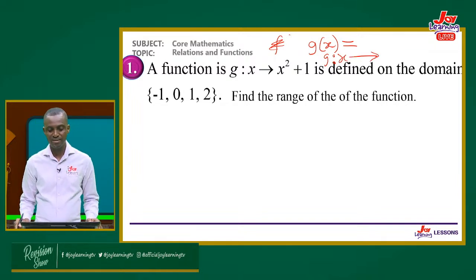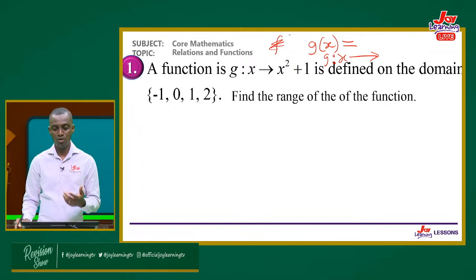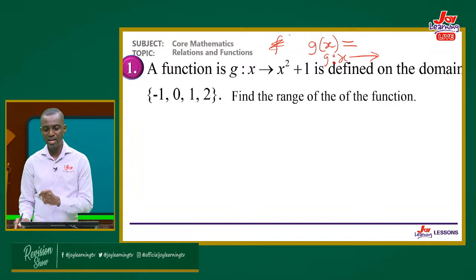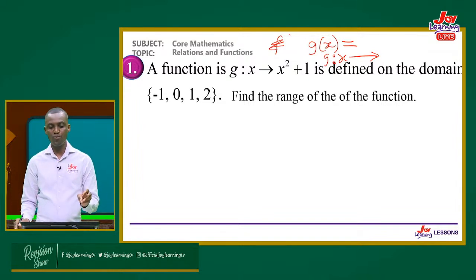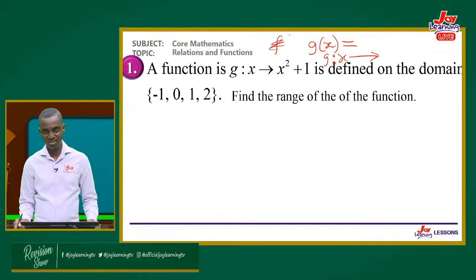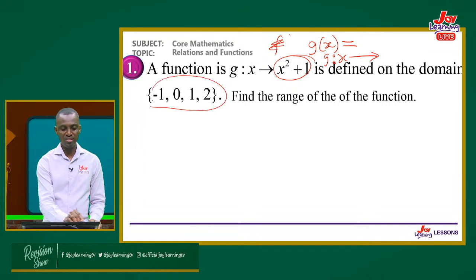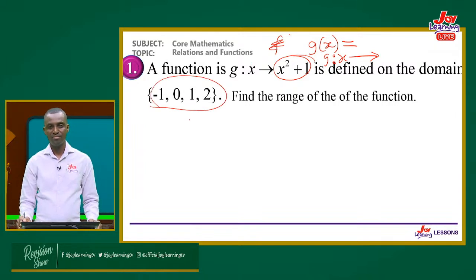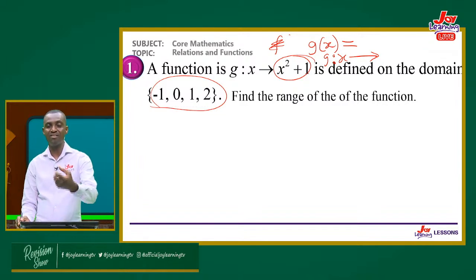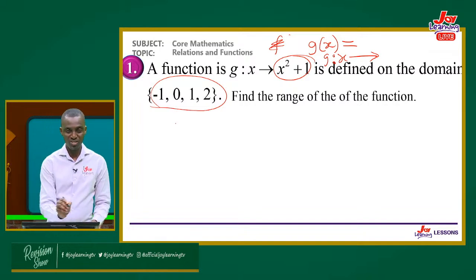So a function g of x is equal to x squared plus 1 is defined on the domain -1, 0, 1, and 2. Find the range of the function, right? So here we are having this as a machine, and then we are going to put all these elements into the machine. Now the question is, will all these elements go through the machine and give us the output? Those that can bring the output will be defined as the range.